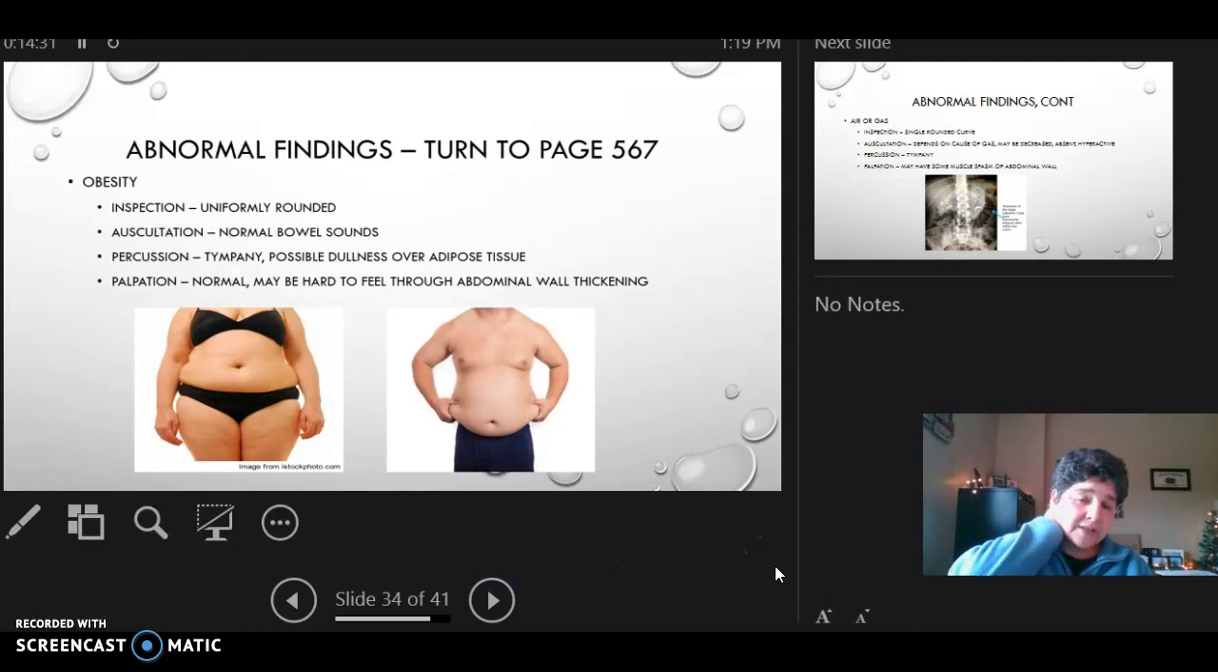Abnormal findings, so this is on page 567 in your book. I'd like you to just kind of look through these things on your own. Obesity, these are the things that you might see with obesity when you're doing each part of the examination, the inspection, percussion, palpation, and so on.